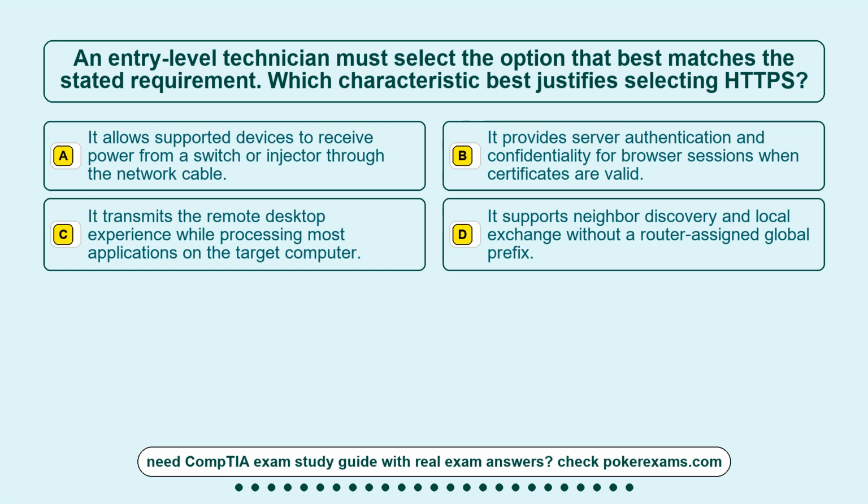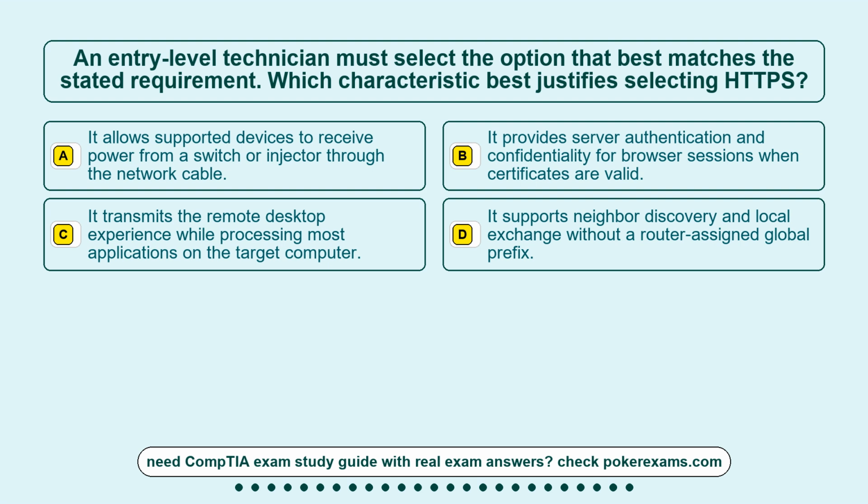Question 8. An entry-level technician must select the option that best matches the stated requirement. Which characteristic best justifies selecting HTTPS? Option A. It allows supported devices to receive power from a switch or injector through the network cable. Option B. It provides server authentication and confidentiality for browser sessions when certificates are valid.